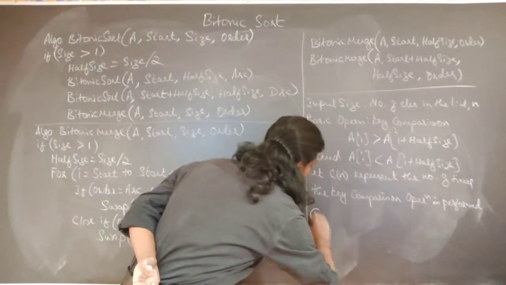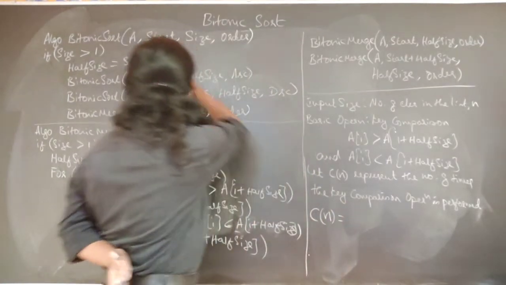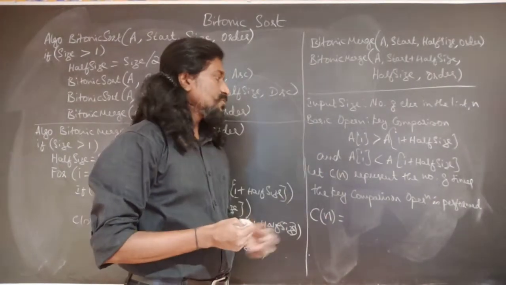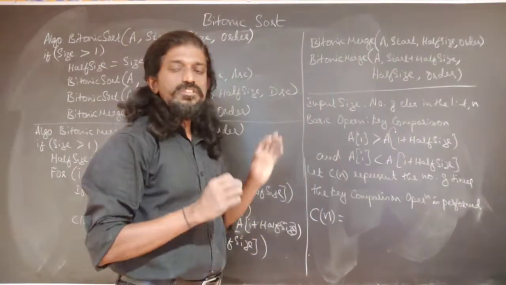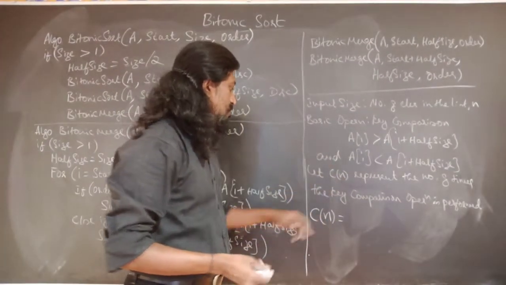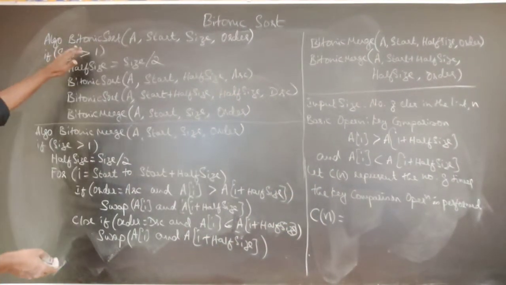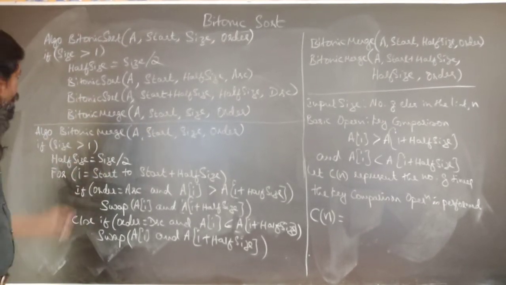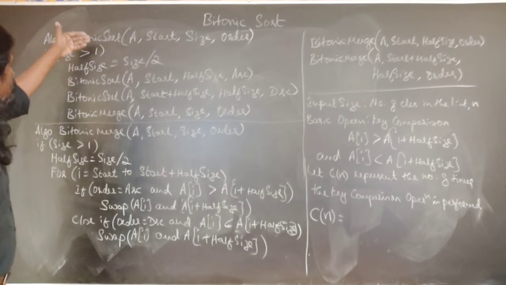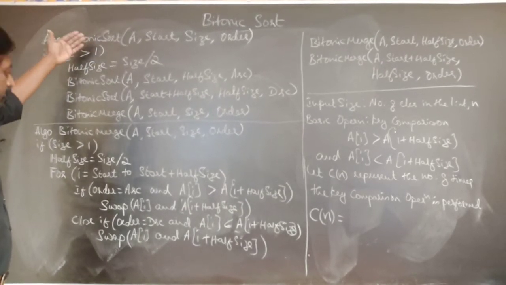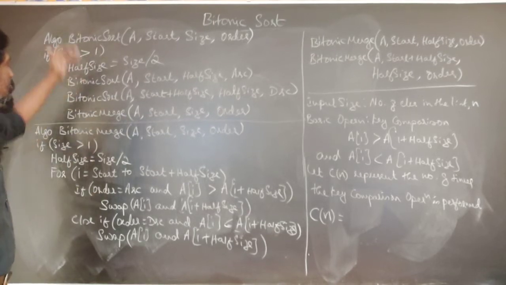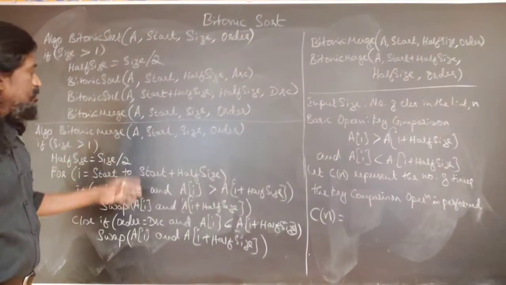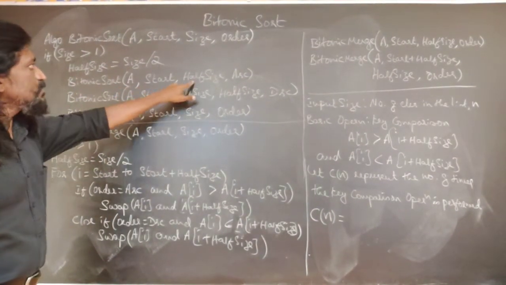Let us try to write a recurrence relation for this, because this is a recursive algorithm. How many times will the basic operation, the key comparison, be performed to sort a list of n elements? C of n is equal to... The Bitonic sort algorithm calls Bitonic sort twice and calls Bitonic merge once. We don't know how many key comparisons are performed within each recursive call, but we know that the size will be reduced to half.